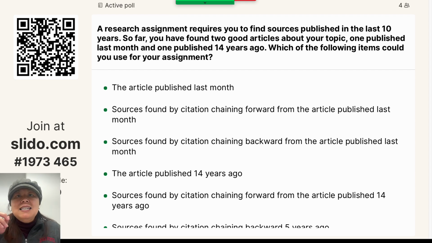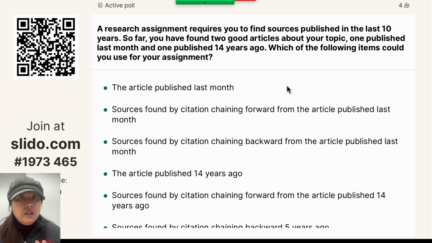The key, though, is how you find them. If you're citation chaining backward, which means you're using the references in that key article, it is going to find the publications that were published before the article that you've got in your hand. Citation chaining forwards is going to find the research articles that quoted this article, that used this article. So citation chaining forwards is going to be the more recent stuff, right? That was published afterward. Okay, so which of the following items could you use for your assignment?